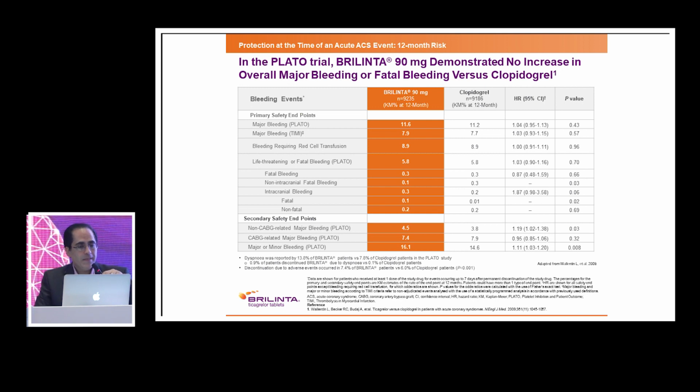What about safety and bleeding? In PLATO, as you see here, Ticagrelor demonstrated no increase in overall major bleeding or fatal bleeding versus the clopidogrel group. The major bleeding is 11.6 in the Ticagrelor group and 11.2 in the clopidogrel group. And the life-threatening or fatal bleeding is almost 5.8 in the Ticagrelor group, almost the same as the clopidogrel group. So the risk of bleeding between the two arms is almost the same. And here again, after 12 months, Ticagrelor showed no significant increase in major bleeding in comparison to the clopidogrel arm.